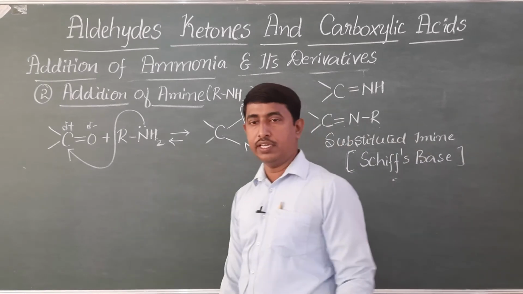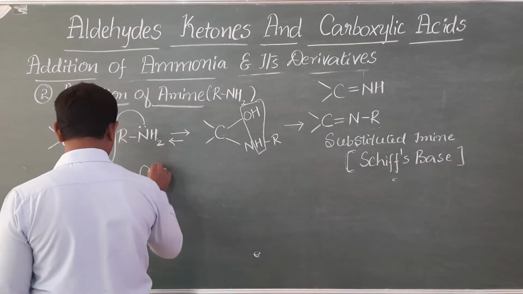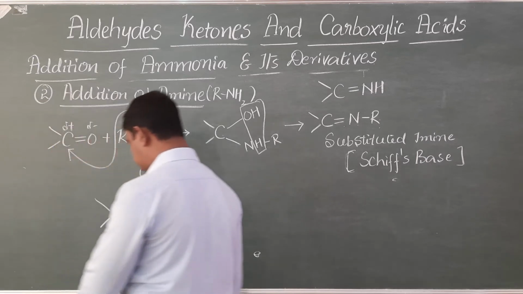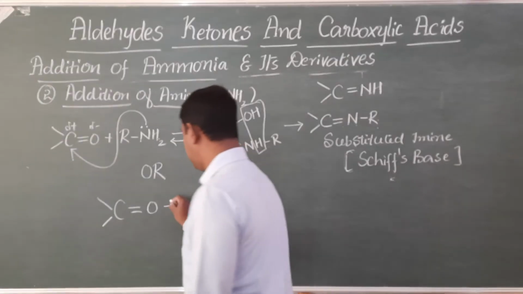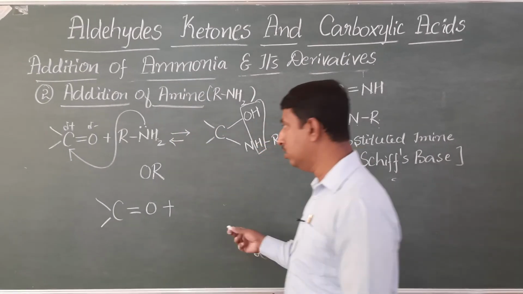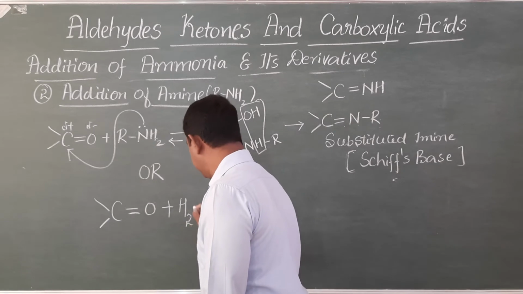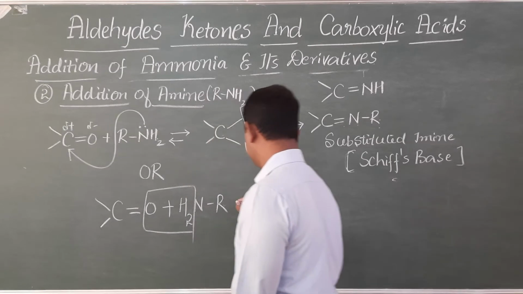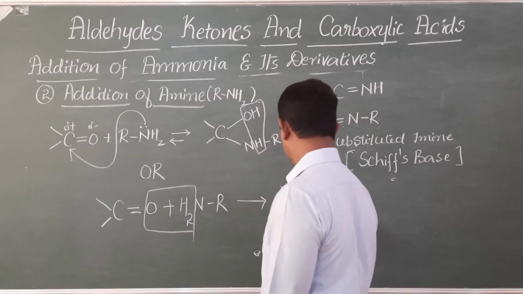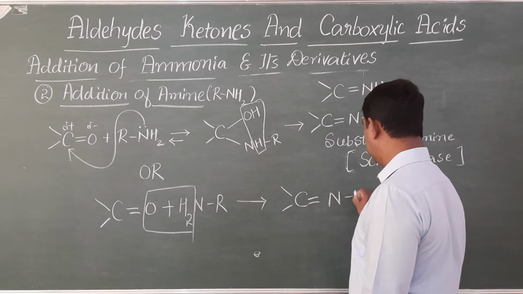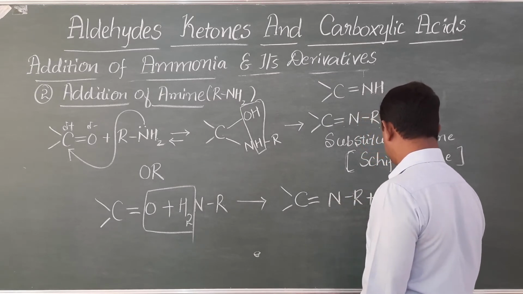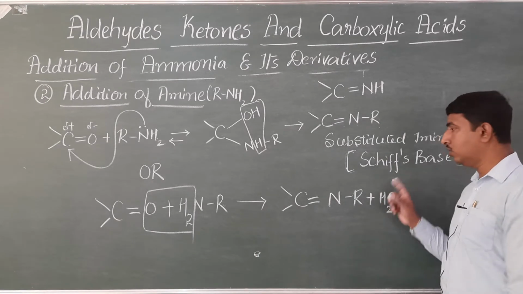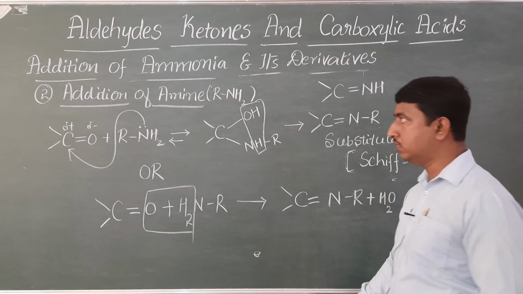Let us write this equation in a single step. C double bond O plus H2NR, showing the removal of water, gives C double bond NR plus H2O. This is substituted imine, also called Schiff's base. This is the second reaction.